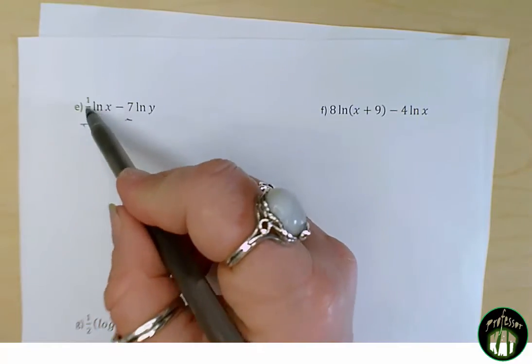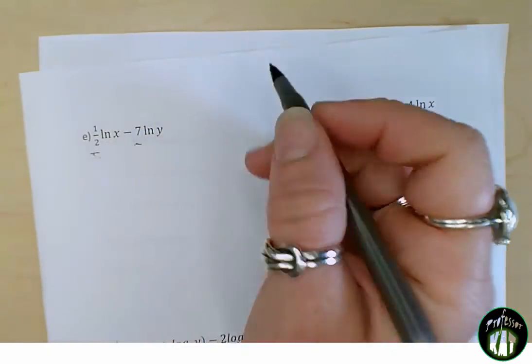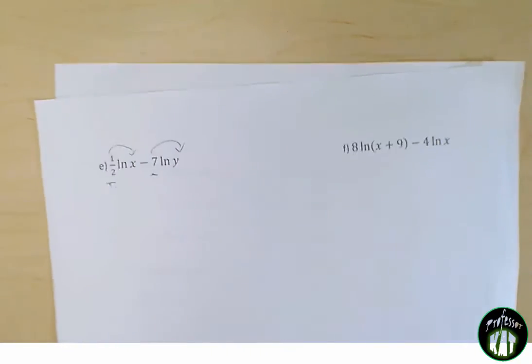So here, this 1/2 here in front, let me do this in 2 steps here. So this 1/2 is going to go back as an exponent according to our power rule.